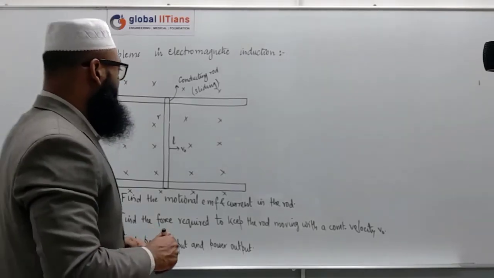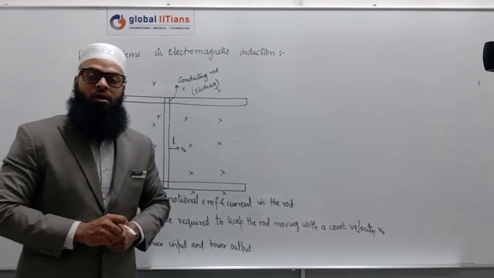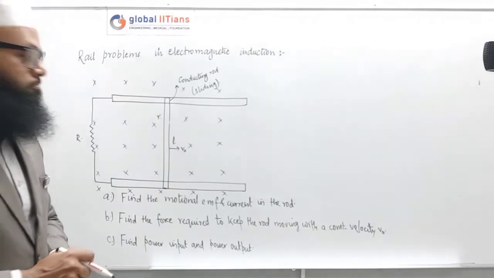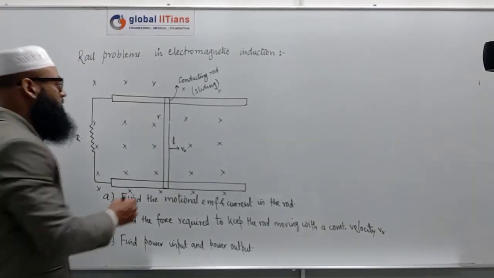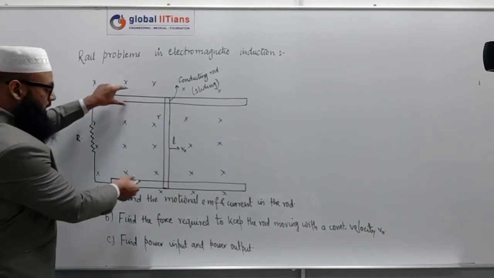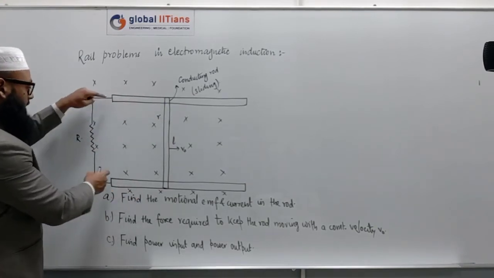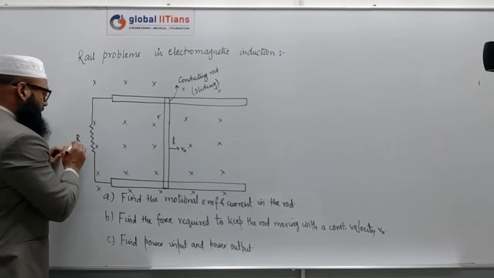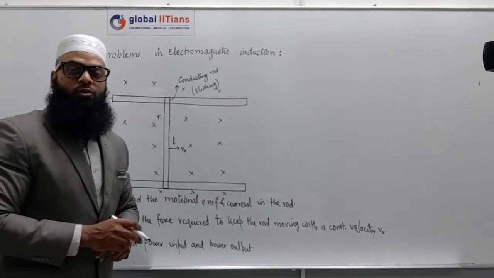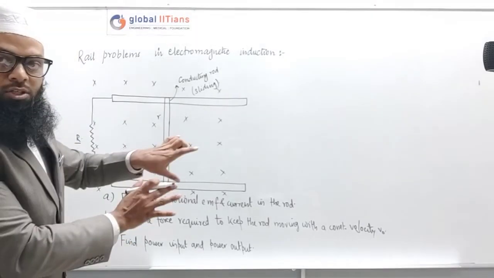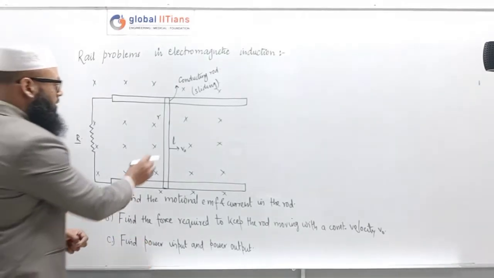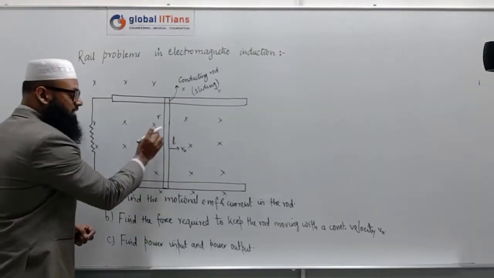So guys, the second category of important problems is the rail problems in electromagnetic induction. I'll explain the setup first and then we'll start solving the questions. In the setup they have given that these are two conducting rails, which are connected through a wire and an external resistance capital R. And these rails are placed in a uniform magnetic field directing inwards, perpendicular to the plane of the board. And there is a conducting rod which is sliding on these frictionless rails.